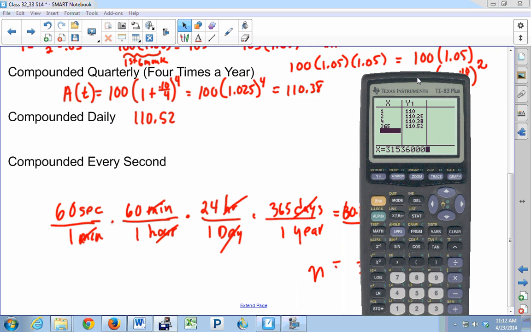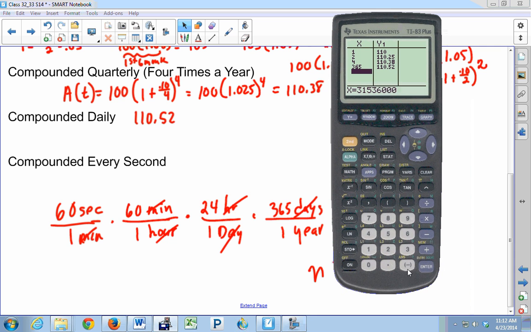The closest person, well, I can't do this because some of you are already doing it on your calculator. All right, ready? See how close. Enter.